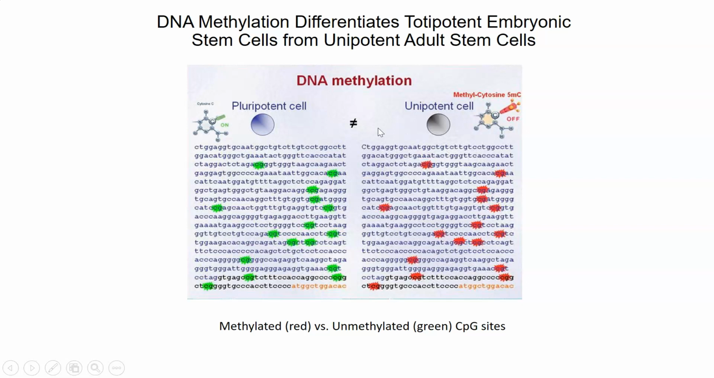Let's look at the pattern of DNA methylation, though. In an embryonic pluripotent cell, none of these are methylated, and so this promoter is not being repressed. In an adult cell, however, all of these sites are methylated. So this promoter is going to be turned off, shut down, not accessible for binding to basal transcription factors.